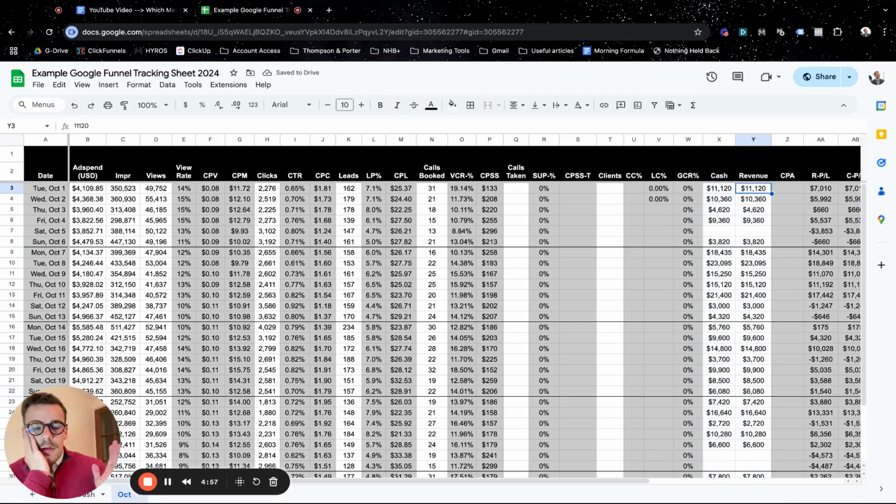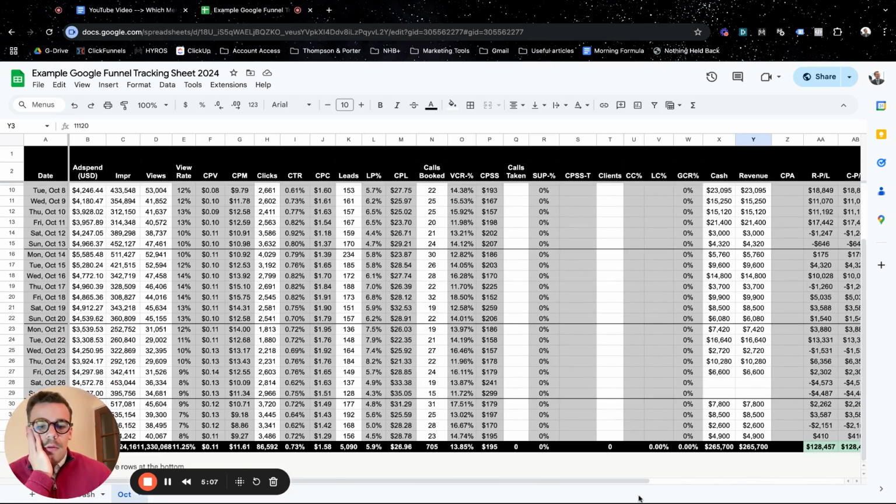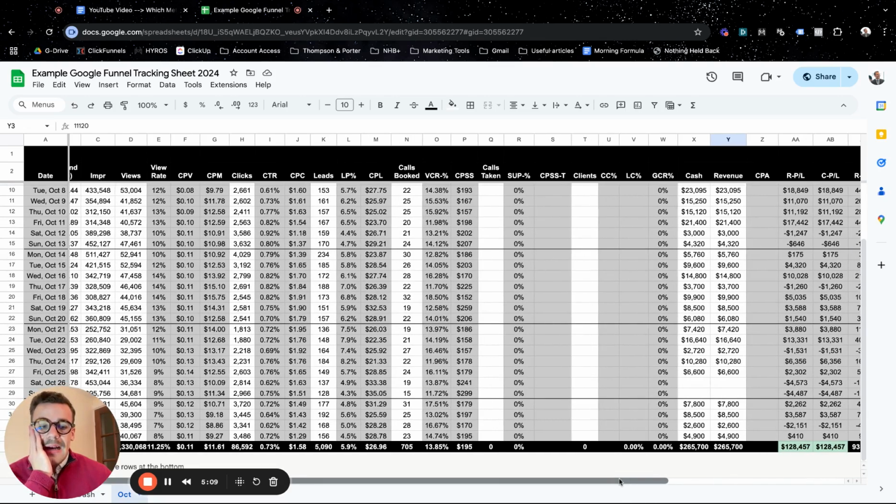This is really, really important because you want to be tracking your cash ROAS and your revenue ROAS. You can't just scale based on revenue ROAS because that's revenue you haven't realized yet. And if payment plans fail, people refund, all of that stuff, you can't scale ads on revenue. They have to be scaled on cash.